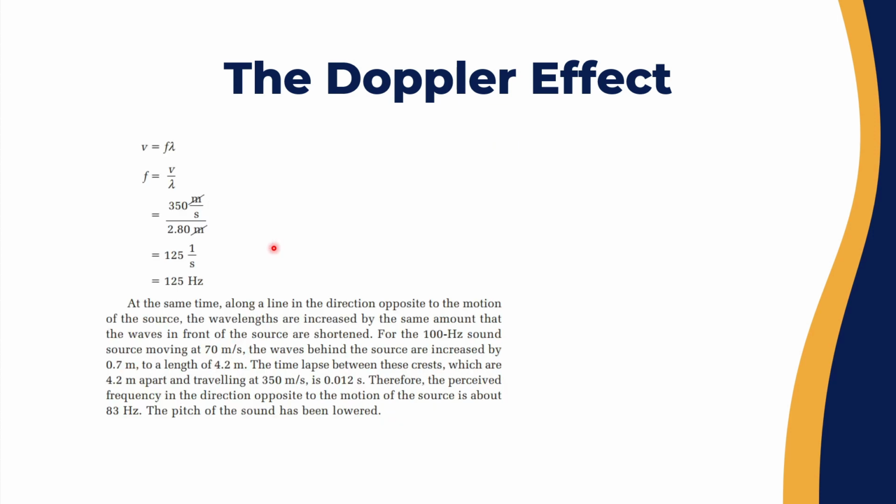If you want to explain that mathematically, you have the universal wave equation, V equals frequency times lambda, frequency equals V over lambda. 350 over 2.8 would give you 125 hertz.